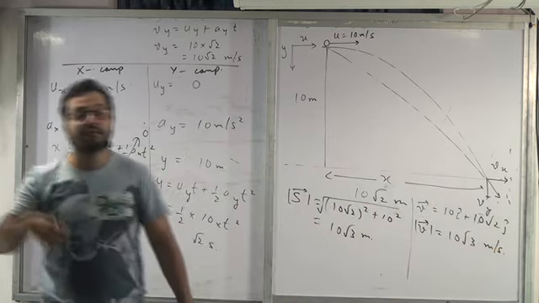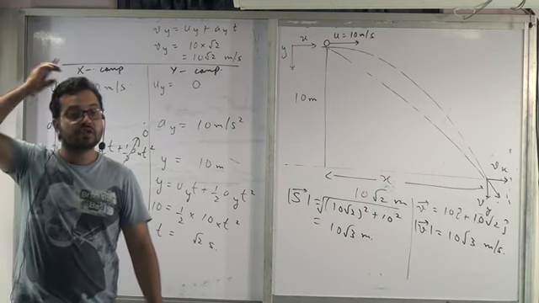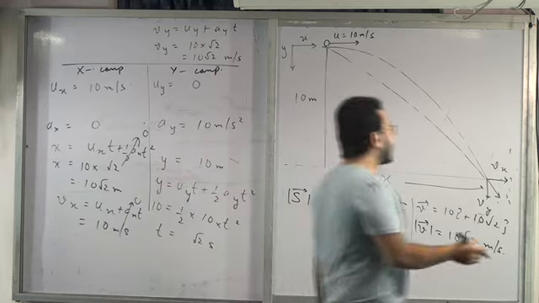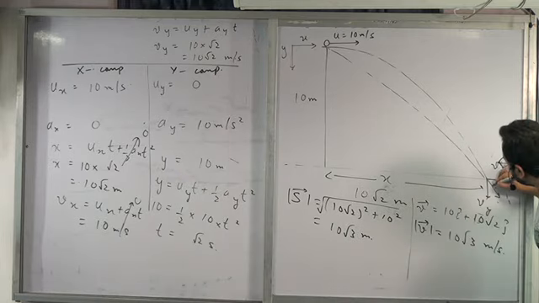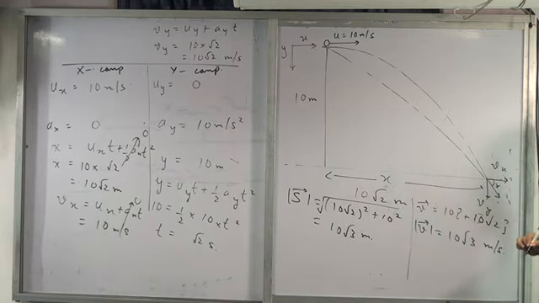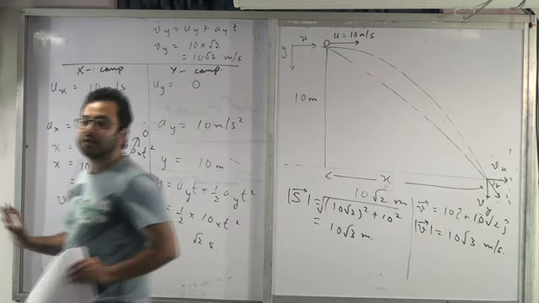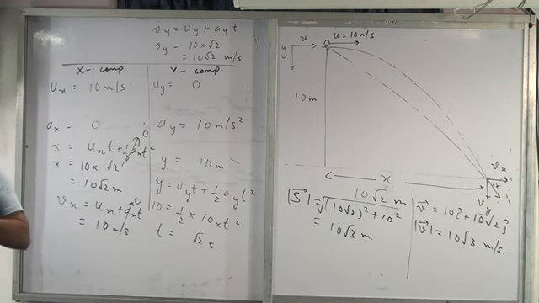Correct? And if it is required, what is the angle with which it is hitting? So this is the angle with the horizontal with which it is hitting. And can I write that as tan alpha is equal to Vy upon Vx? Is that clear? That's all we need to do in two-dimensional motion. Clear?